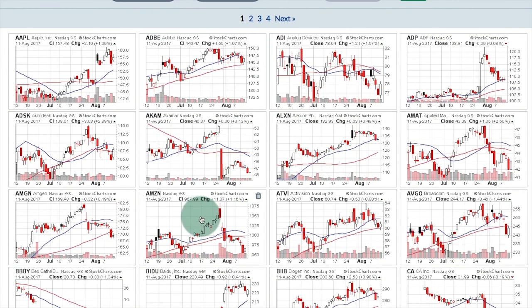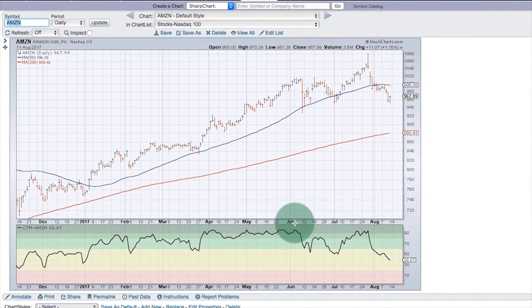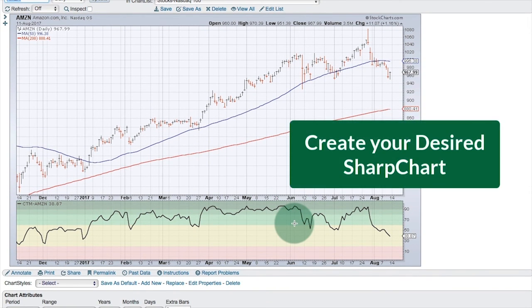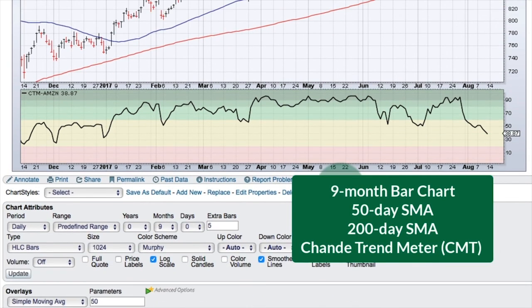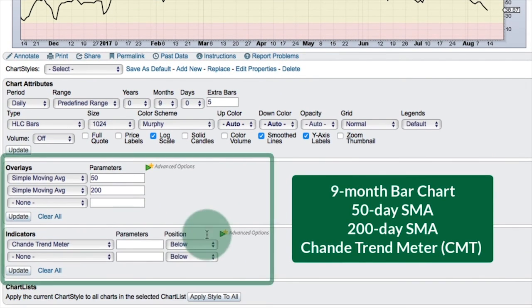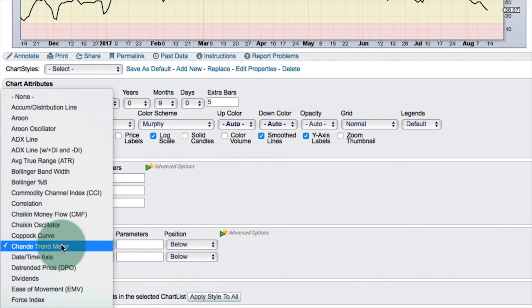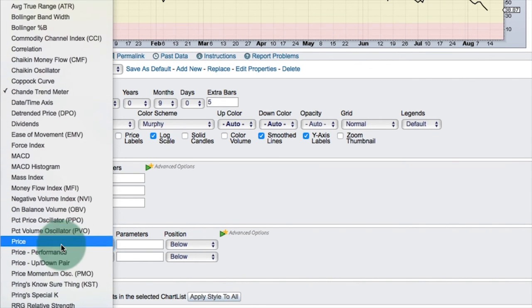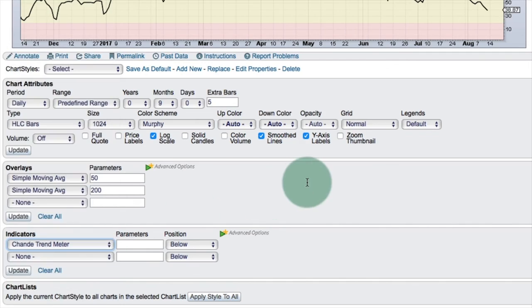And so I'm going to go down here and click on the Amazon chart to open it up in the SharpCharts workbench. And what you would do is set that chart how you would like to see it as a Candle Glance chart. So here I've got a 9-month bar chart with the 50-day moving average, the 200-day moving average, and I added the Chan Trend Meter because I want to see that on my Candle Glance charts. You could also add the RRG indicator or any other indicator that's not shown on the standard Candle Glance workbench.